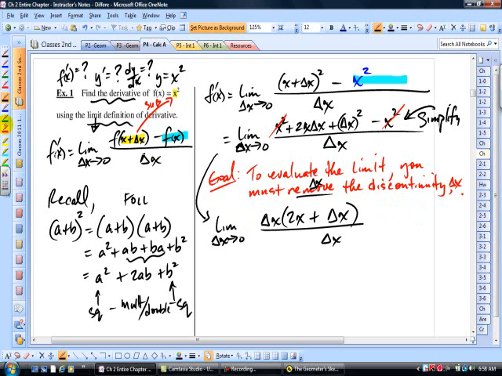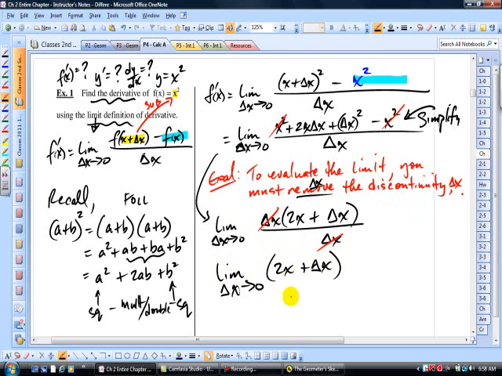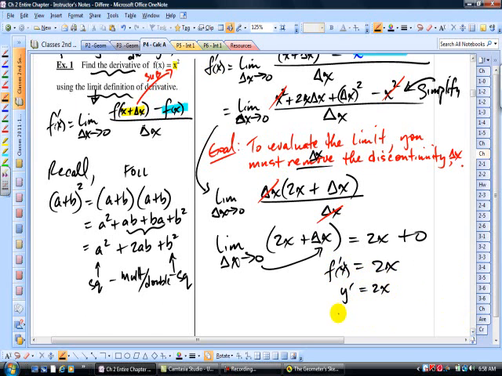Notice that the delta x cancel, which is what I was talking about earlier, which is good because now I can evaluate the limit. So I now have the limit as delta x approaches 0 of 2x plus delta x. You substitute your 0 in, and it gives you 2x plus 0, which is 2x. And this becomes your derivative of f, which we call f prime, or you can call it y prime, or a third way you can say dy dx. And that's equal to 2x.